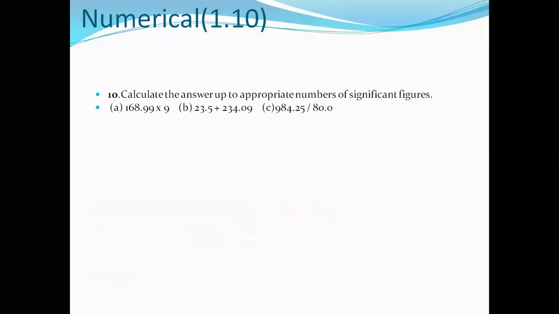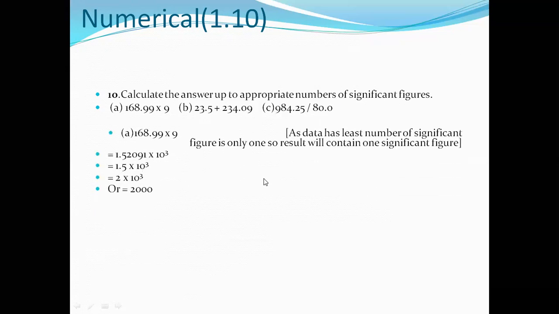and the last part of the numerical which is given to us is to calculate the answer up to the appropriate number of significant figures. Part A is given to us, which is 168.99 multiplied by 9. Part B is 23.5 plus 234.09, and part C is 984.25 divided by 80. So we have to find the significant figures for all these values.